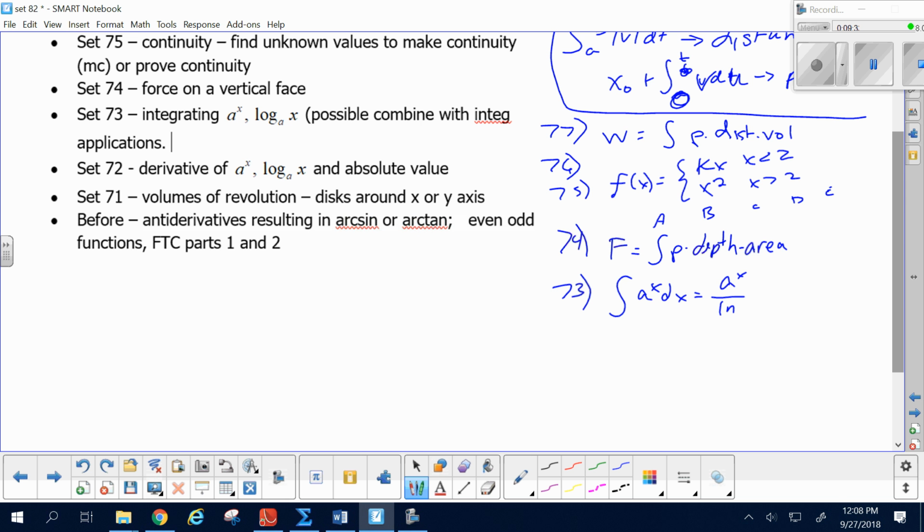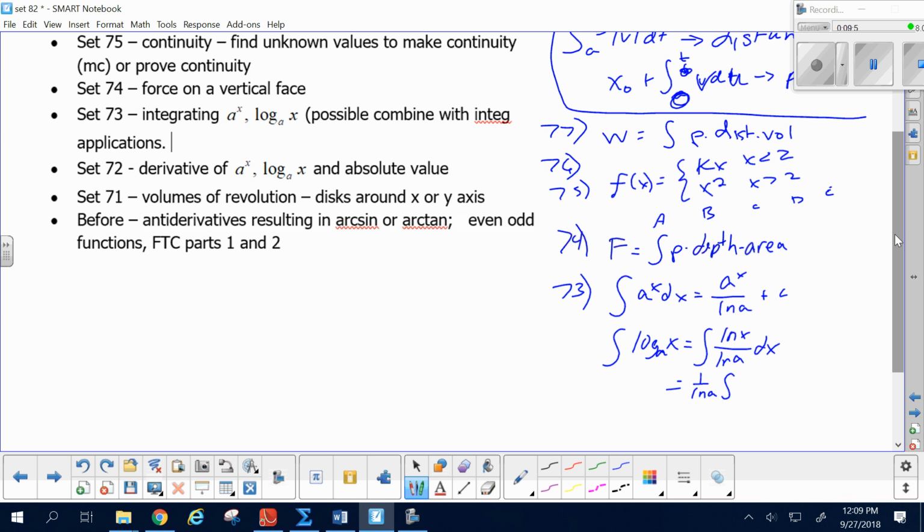A to the x over natural log of a plus c. What's the antiderivative of log base a of x? Okay, this is something you want to study. Remember, it's the idea that we change the base like that. We pull out the 1 over natural log of a because it's a constant.